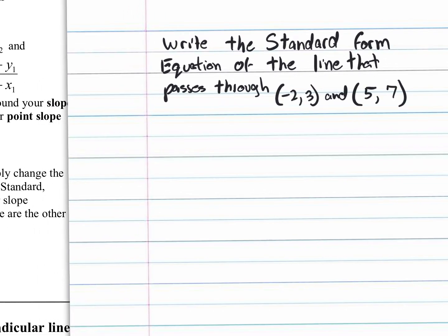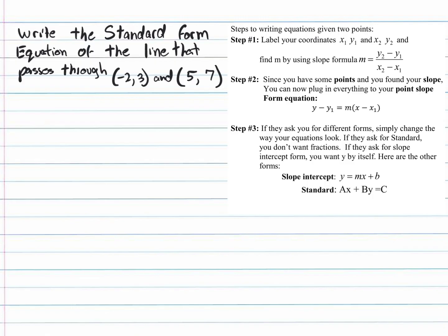Anyway, I wanted to do an example of this real quick. So go ahead and jot this down in your notebook. So, of course, step 1 says to label your coordinates, x1, y1. That means that's our first point. x2, y2, that's our second point. And then we're going to use the slope formula. It says right here, m equals y2 minus y1 over x2 minus x1.